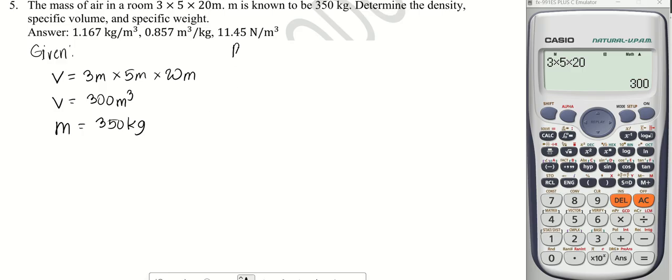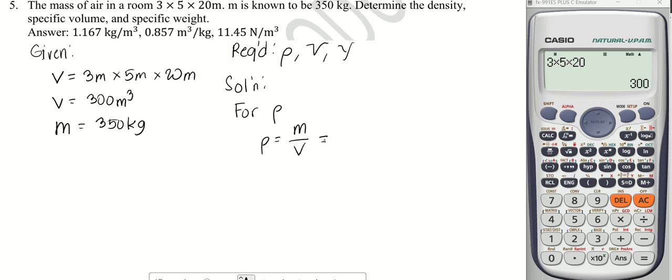So we will go to the requirements. In this case, we have three unknowns. We will solve for the density, the specific volume, and the specific weight. For the solution, let's start first with the density. For density, we have the formula of mass over volume. So mass is 350 kilograms divided by the volume, which is 300 cubic meters.